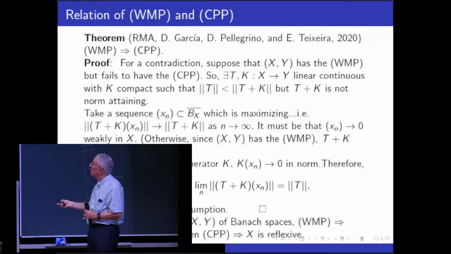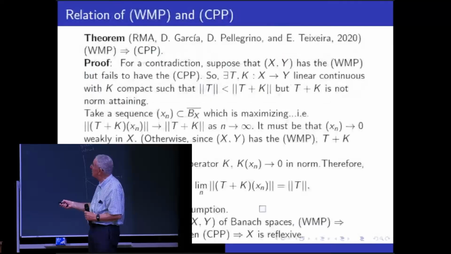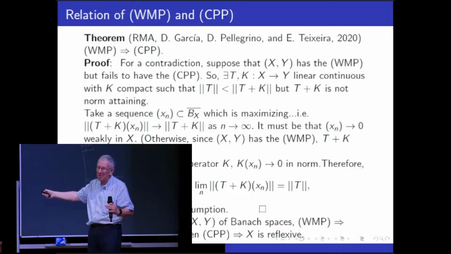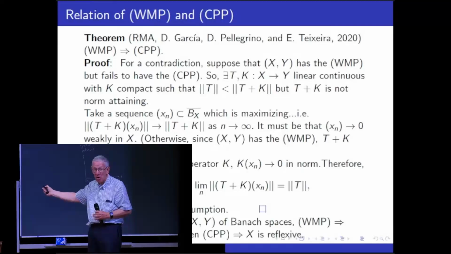So let me go very quickly. The summary: WMP implies the compact perturbation property, and you can see that's really the proof, so it's not very long. That's what we showed. If Y equals K, CPP, compact perturbation, implies reflexive. That was just a remark we made before.